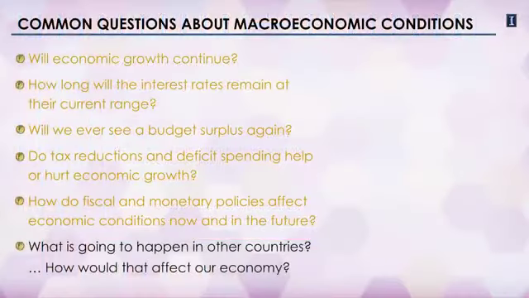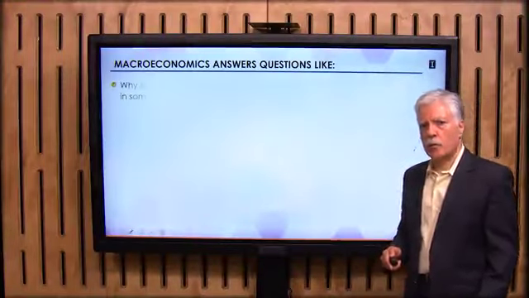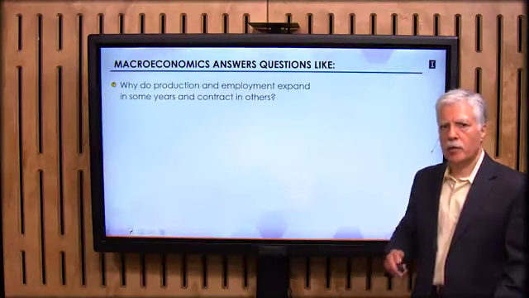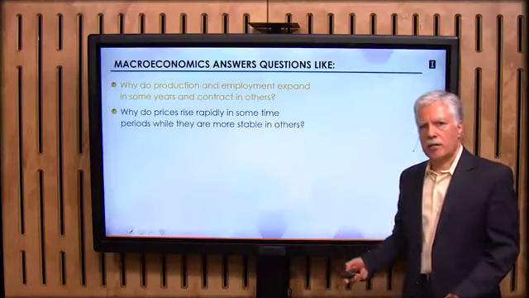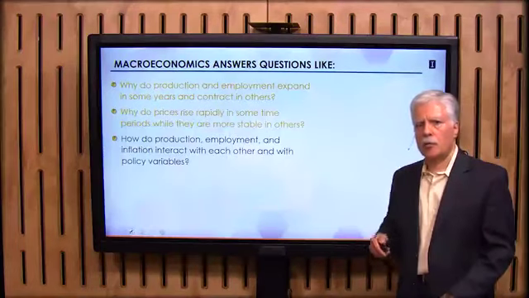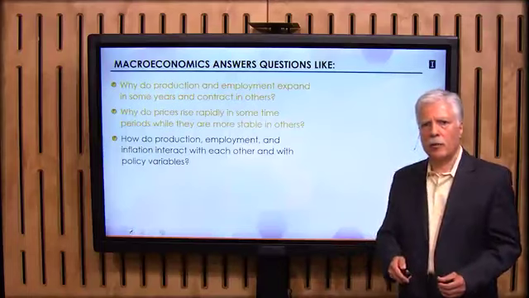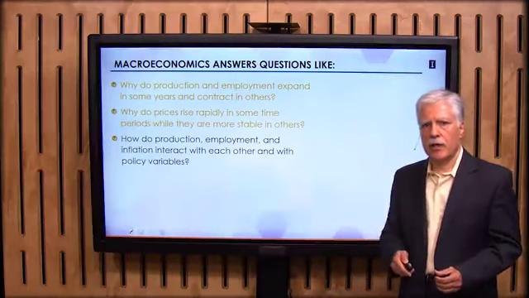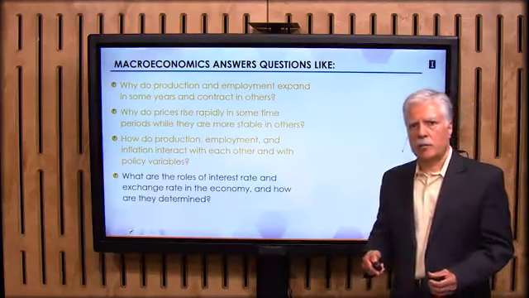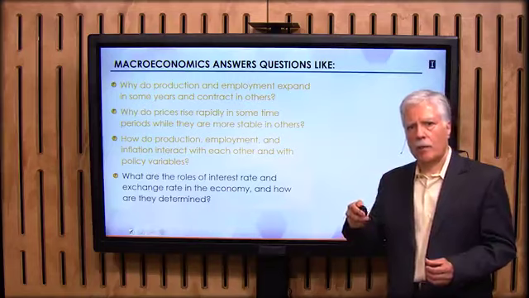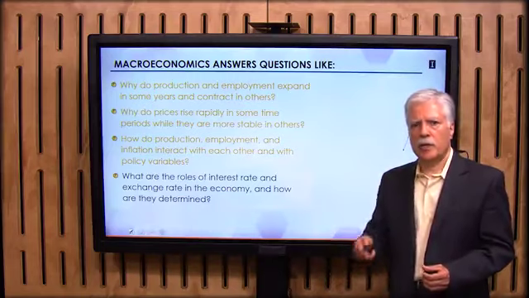We want to know what's also going on in other economies and how those economies affect ours, how our economy affects the rest of the world. Macroeconomics is also concerned about why production and employment go up in some years and go down in some years, why inflation is higher in some years compared to others, how inflation, income level, interest rate, and exchange rate interact with each other, and also what the roles of key policy variables like interest rate or exchange rate are in determining income and employment.